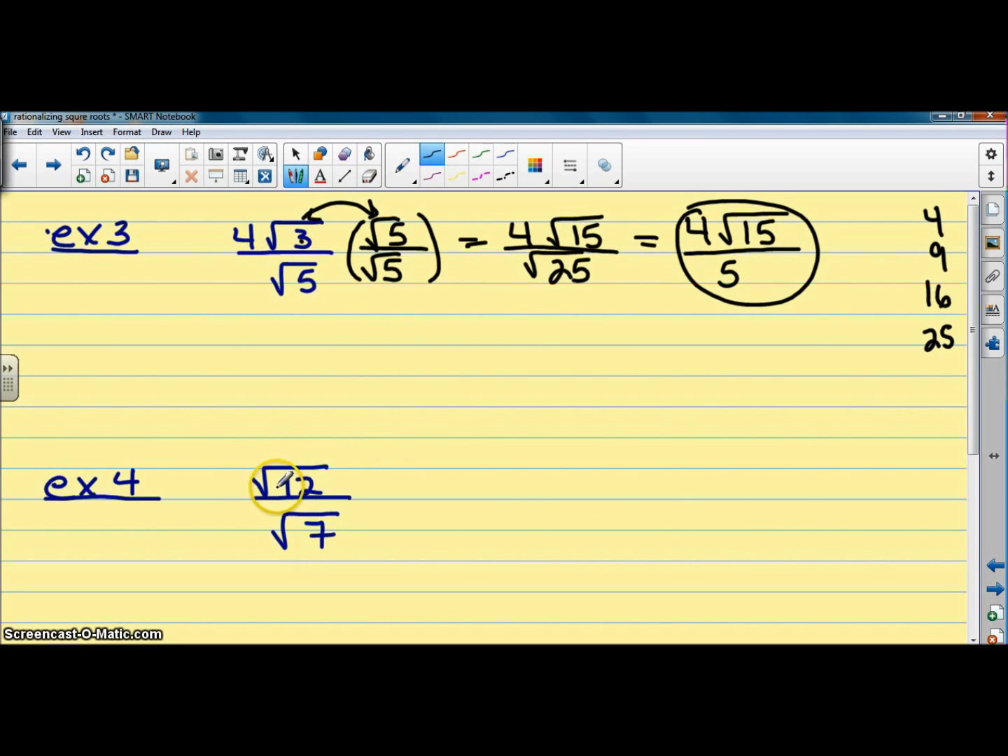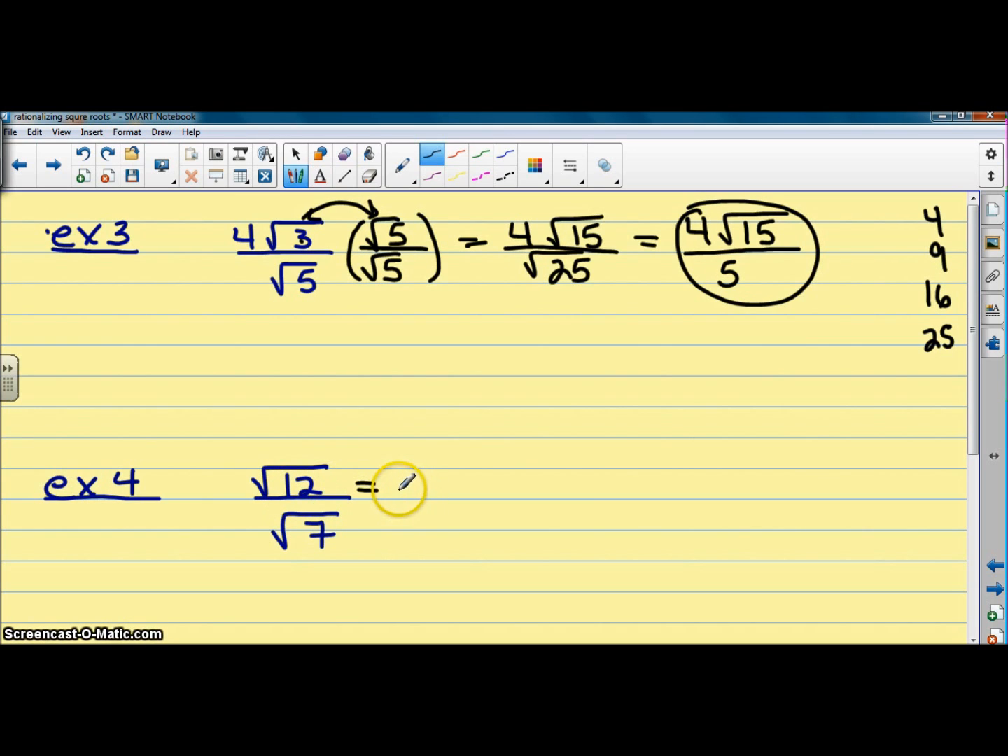I have two options here. The square root of 12 does simplify before I actually start the rationalizing process. Sometimes it's easier to simplify before you rationalize because otherwise your numbers can get very large. If you didn't notice and you rationalized right away, then you're going to have to simplify at the end because you're going to have to make a simplified answer. I'm going to start with simplifying the square root of 12.